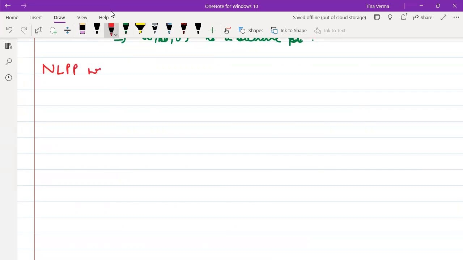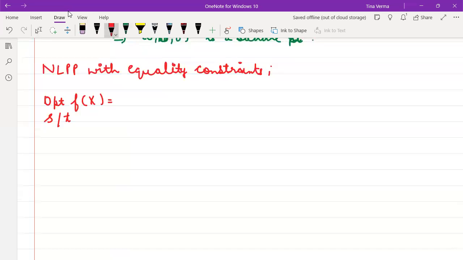NLPP with equality constraints. Here your function will be an optimization of f(x), it can be maximize or minimize, right? And subject to, you will have constraints g_i(x), because we are saying we have equality constraints. I am saying g_i(x) is equal to 0. 0 means whatever you have on the right hand side b, you can shift it to the left side. So that becomes 0 on the right hand side, for all i equal to 1 to m.